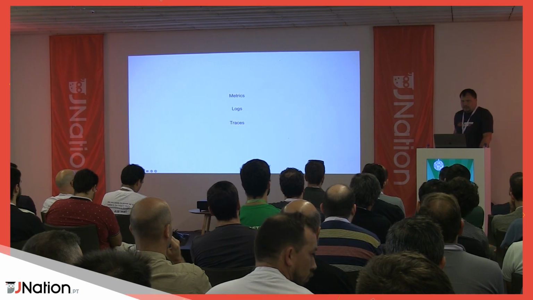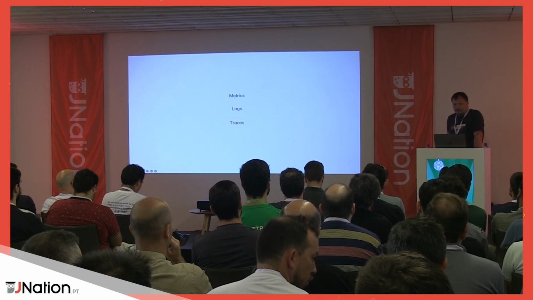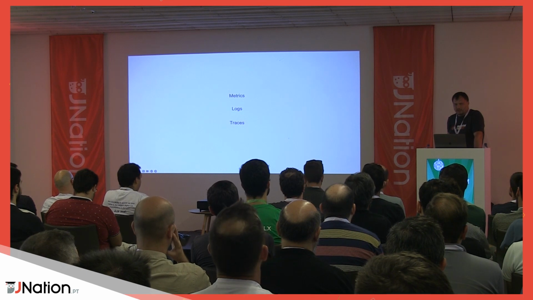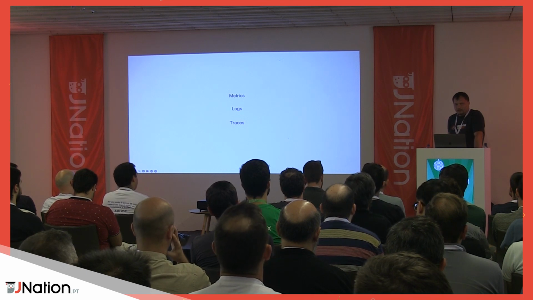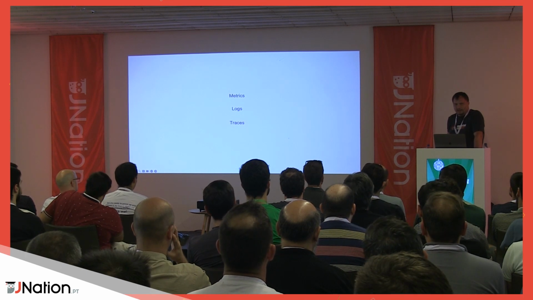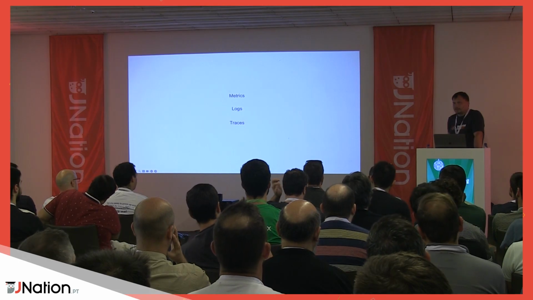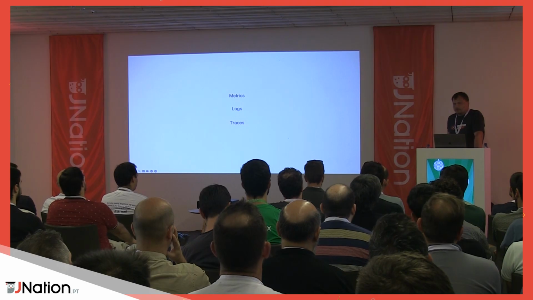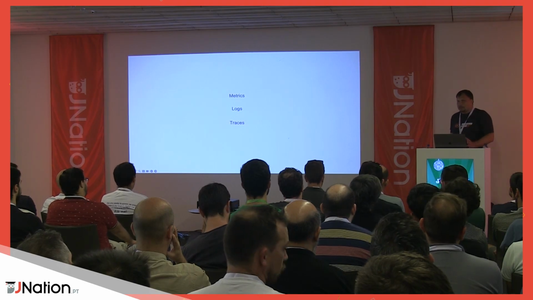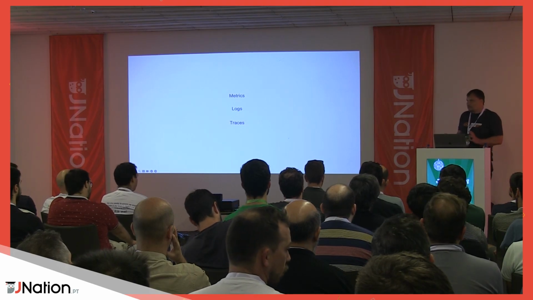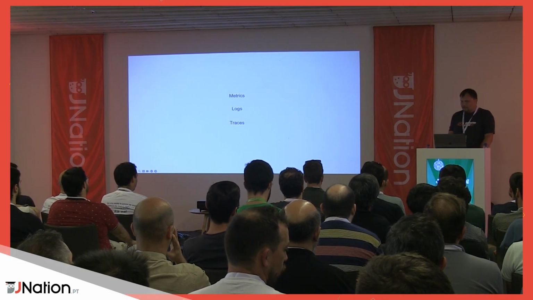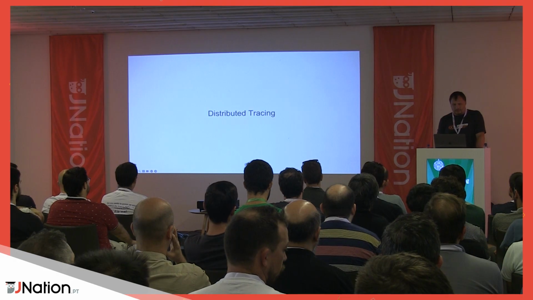Observability solutions are built using 3 different signals: metrics, logs, and traces. So for the metrics and logs, you probably know more or less what they are. Traces, probably some of you heard this for the first time. So let's try to see what traces are.